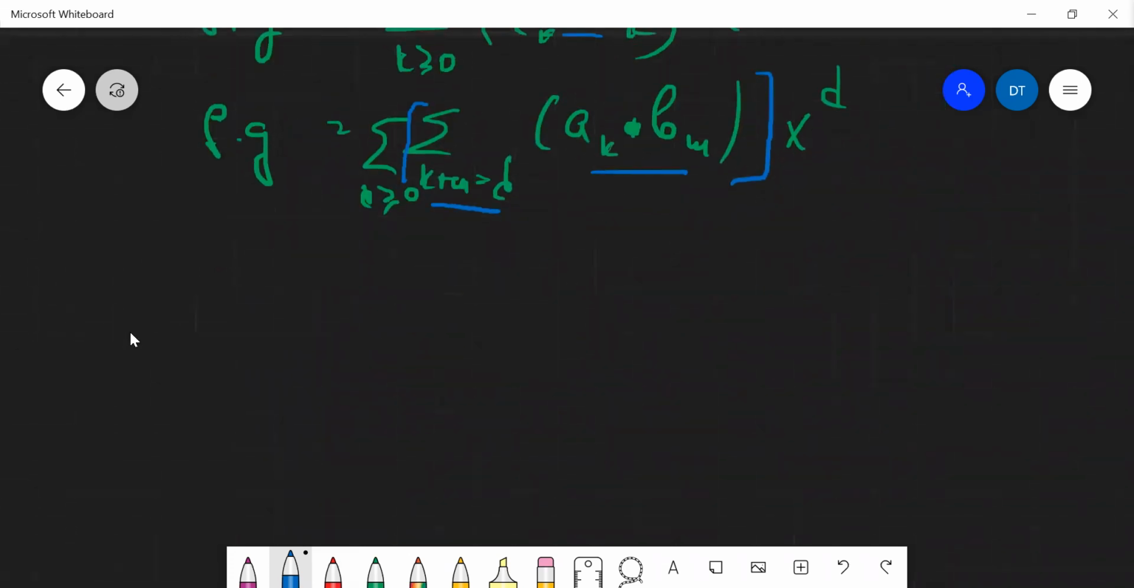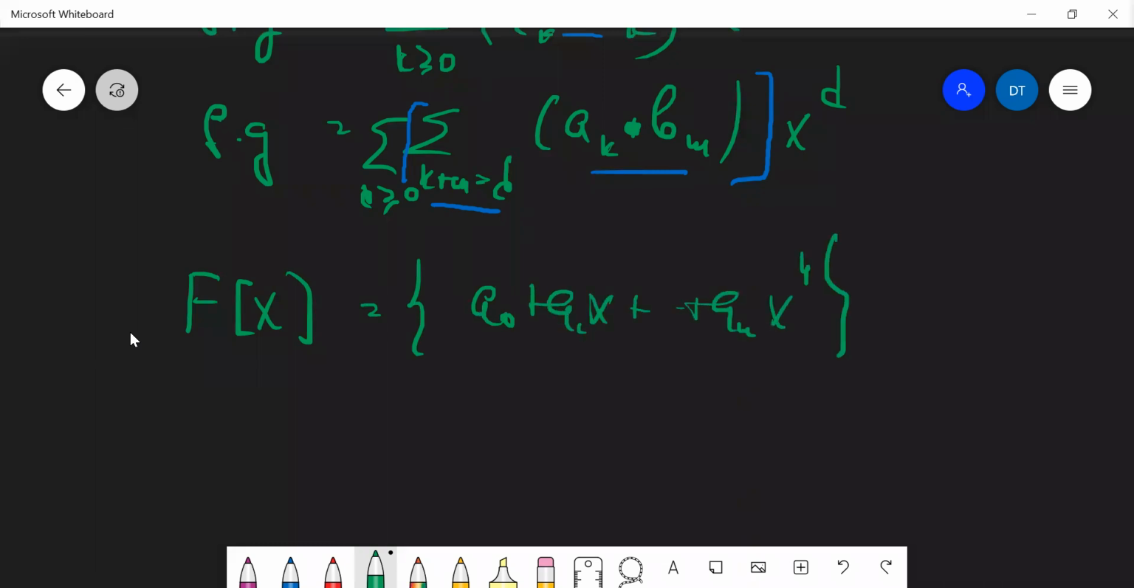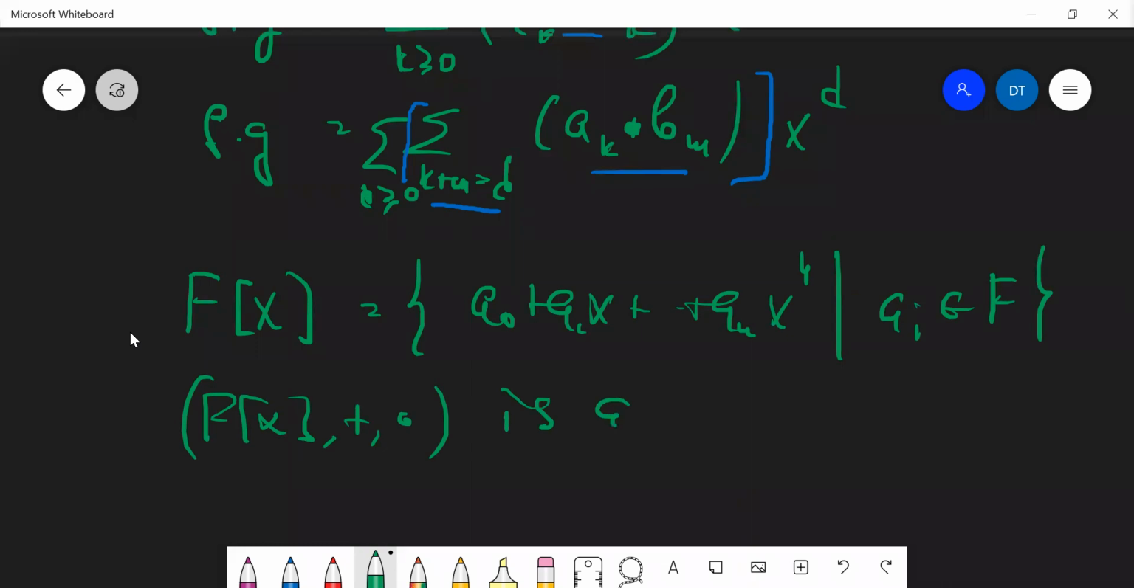I will denote the set of all polynomials in one variable x with coefficients in F by this. So this is just the set of all polynomials with coefficients from F. And the set of all polynomials with the operations plus and multiplication is a commutative ring. I want to discuss the properties of this ring.